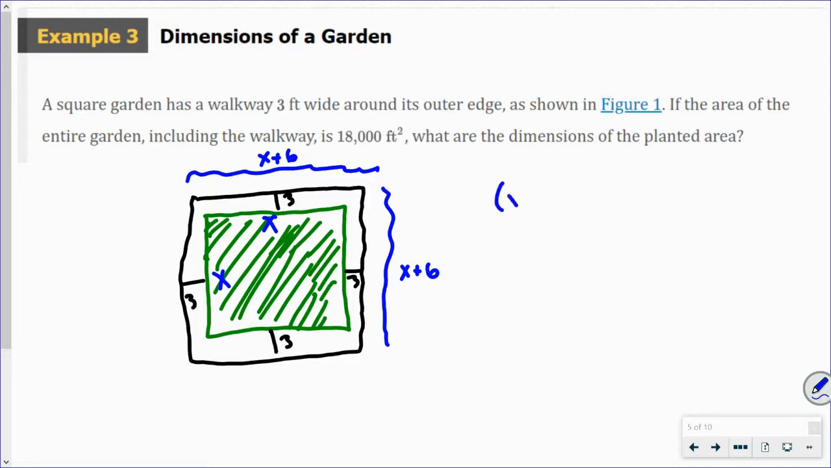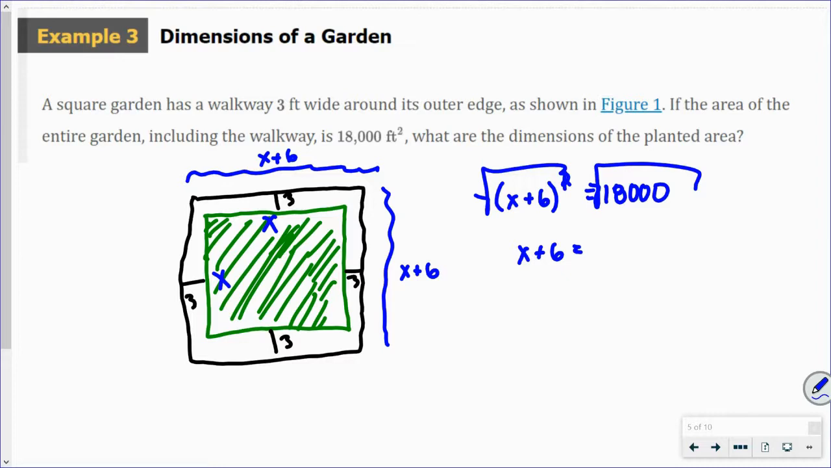So if I take those, x plus 6 squared, multiply them by itself, because that's how you get area, that equals 18,000. To solve for x, we're just going to take the square root here. So x plus 6 equals. Now, normally when we would solve, we'd take the square root and we'd have plus minus. But here I don't want plus minus because we're actually talking about measurements and lengths, and I can't have a negative length.